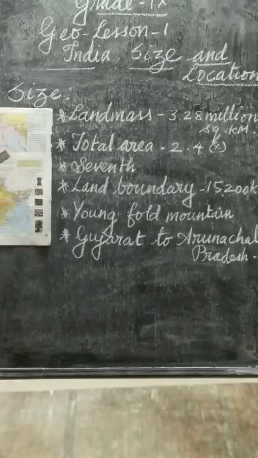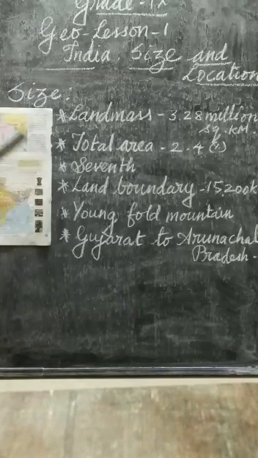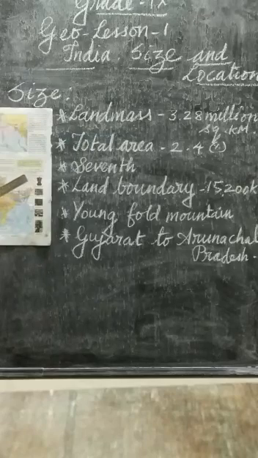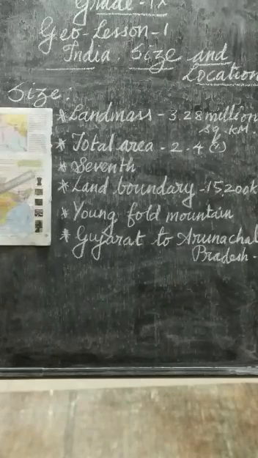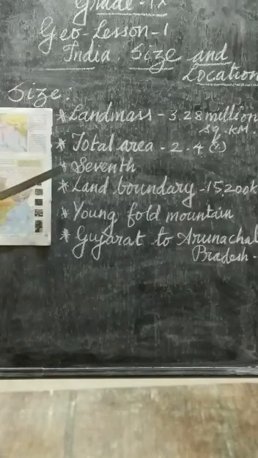India is one of the ancient civilizations in the world. India is a land of cultural diversity. India is located in the northern hemisphere. You know the latitudinal extent of India is 8 degree 4 minutes north to 37 degree 6 minutes north. The longitudinal extent of India is 68 degree 7 minutes east to 97 degree 25 minutes east.